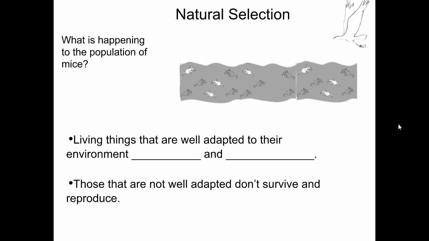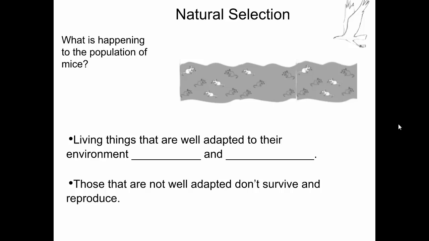And the next thing that we need to start to talk about is, okay, species change over time. How does that actually happen? How can a species, a group, a population, change its features, its characteristics? It happens through this process we call natural selection. And natural selection was what Charles Darwin proposed as his explanation for how species change over time.